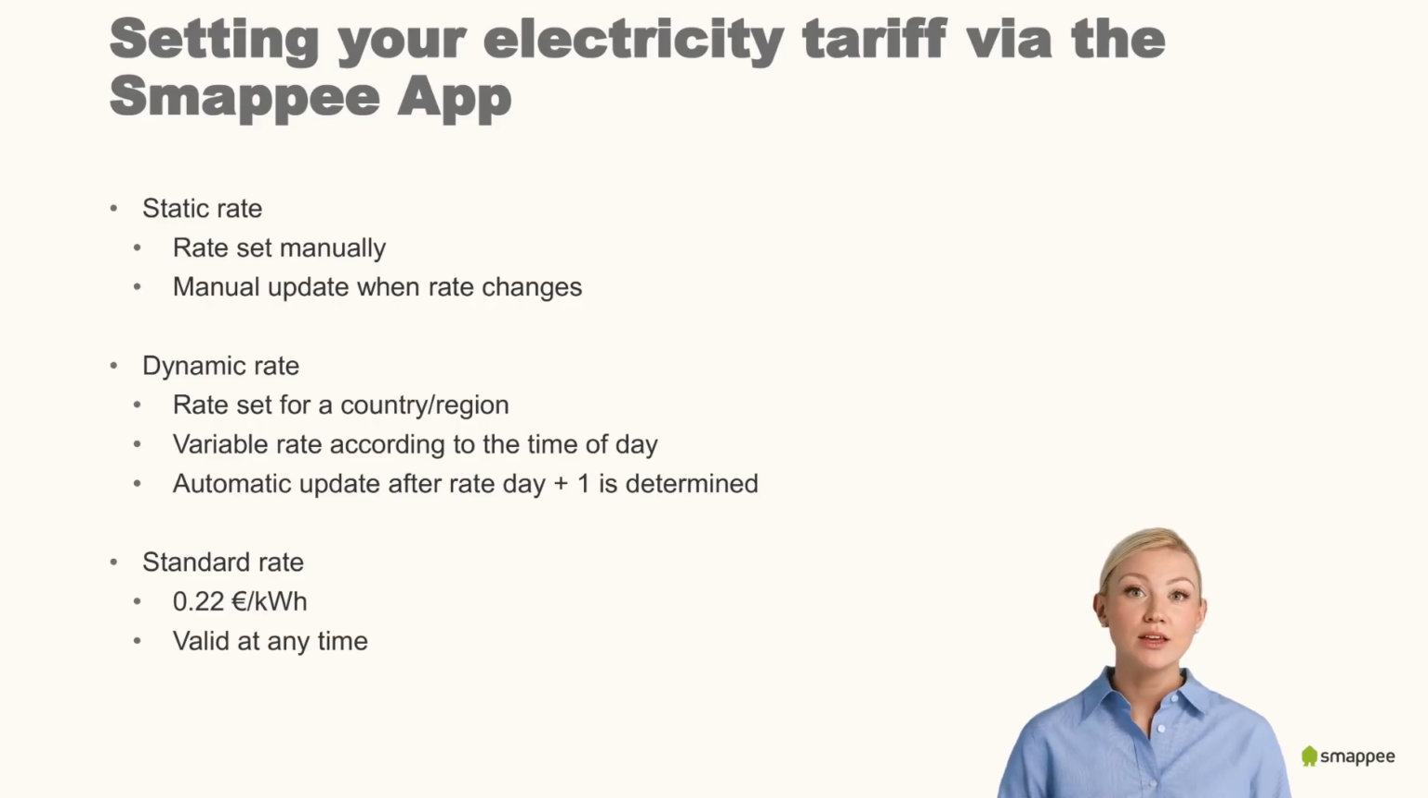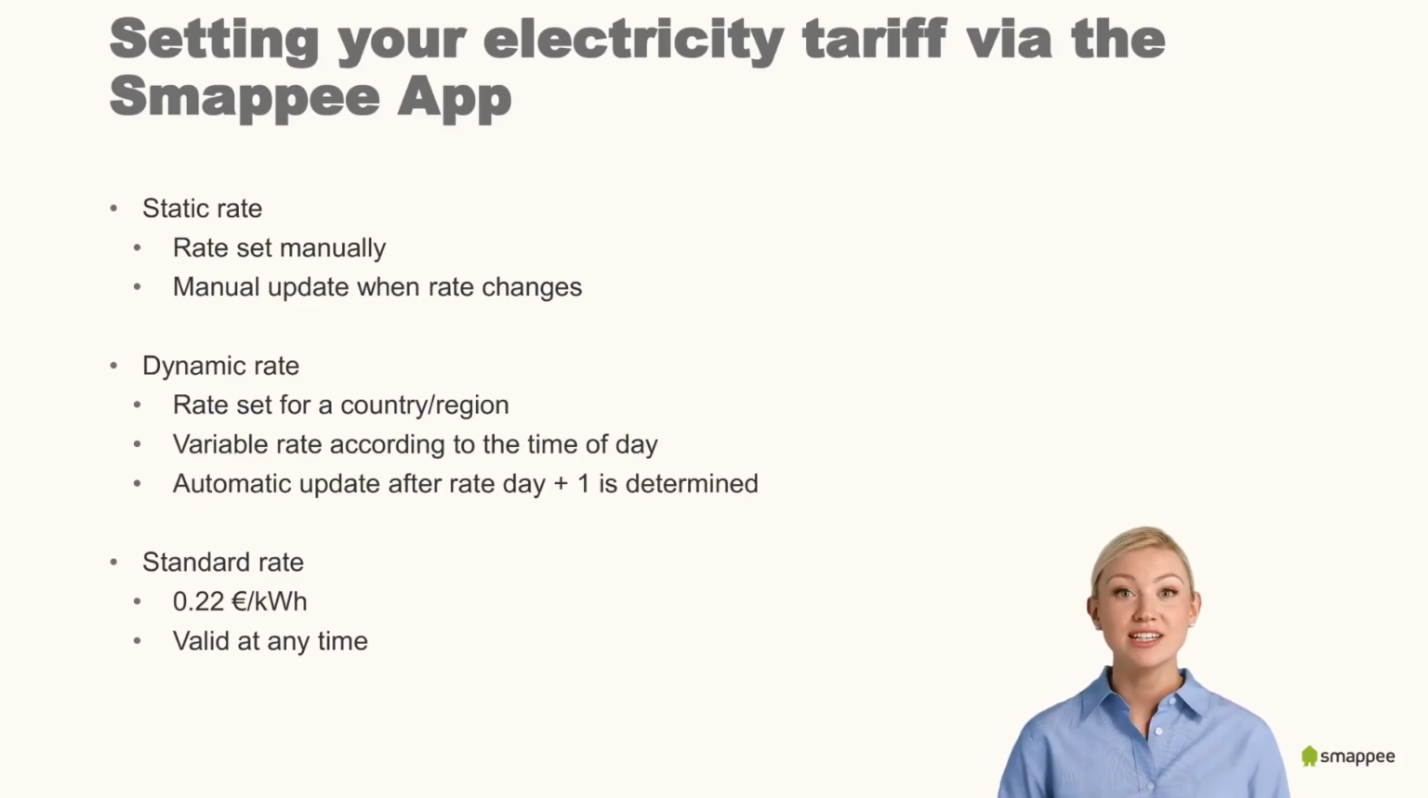In the Smappee app, there are 3 possible settings. Or you can use the standard rate. This configuration assumes a cost of 22 cents per kilowatt hour. This cost is valid at all times of the week. You can use this with a single hourly rate. To have the price calculation correct in the app, you can still adjust the cost.